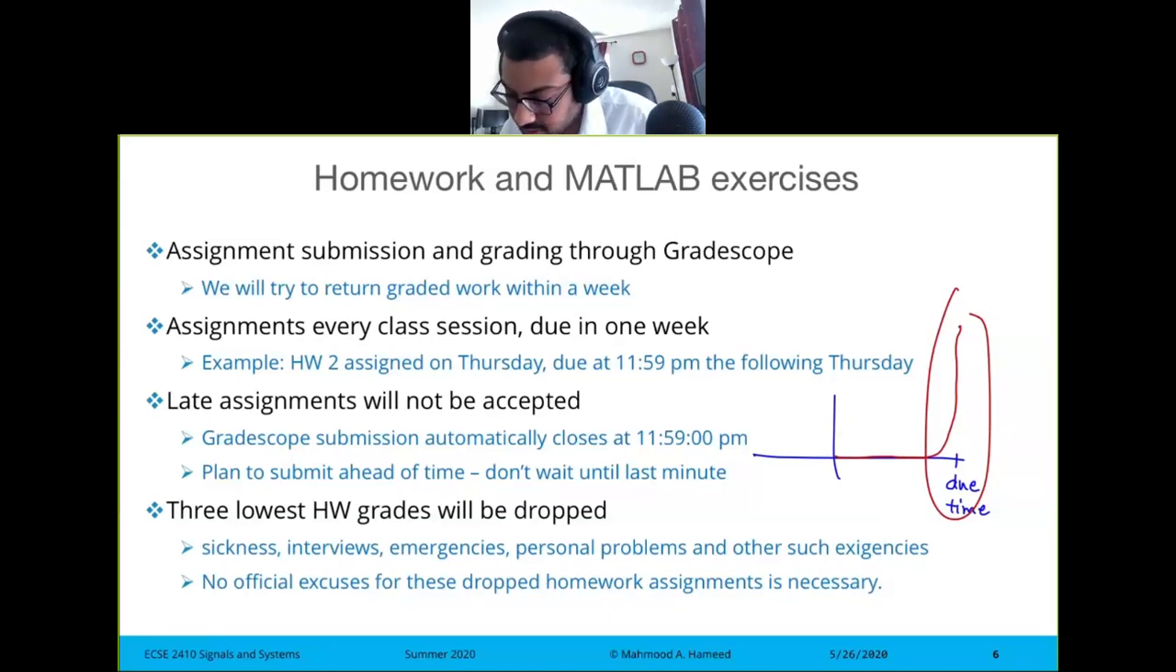The y-axis over here was the number of submissions. All right, so let's not have that happen. I think that's enough about homeworks.